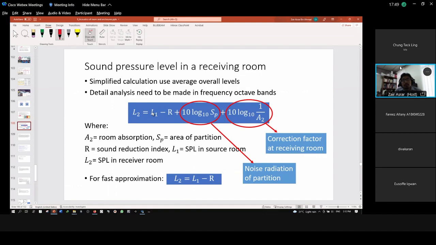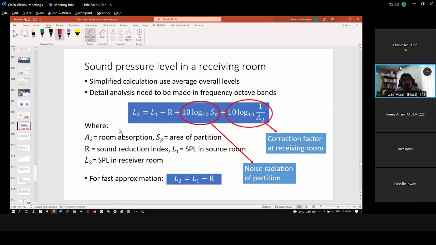So it is equal to the original sound pressure level at the transmitting room, L1, minus the sound transmission loss R, plus 10 log10 of SP. This represents the noise radiation by the partition, the amount of noise being transmitted by the partition. Then we have plus 10 log10 of 1 over A2 here. This represents the absorption or the correcting factor at the receiving room. So if the receiving room has a large absorption value, the sound pressure level will drop as well.